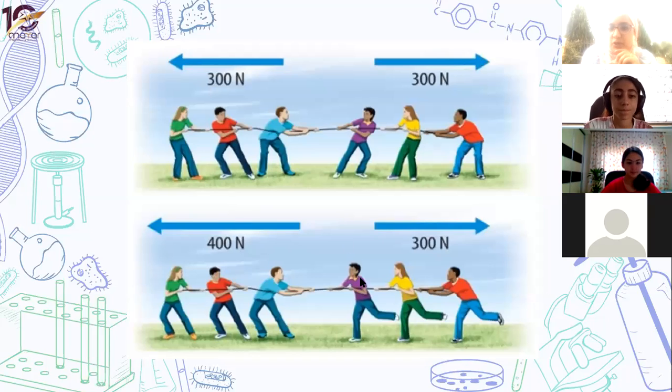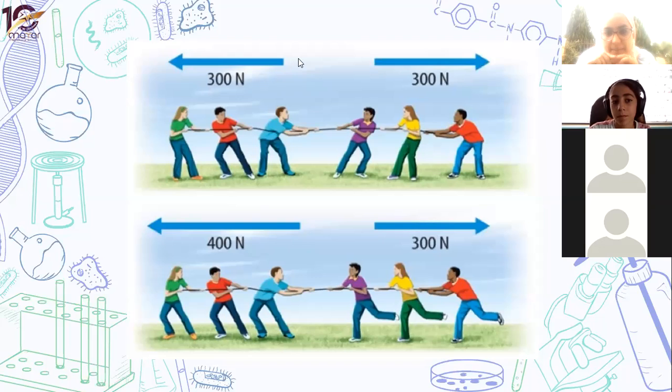What do you think of this picture? Do you think they are balanced or unbalanced forces? 300, 400, but opposite in direction. Yalla, let me see hands. Muhammad. The 400 newtons pull is stronger than the 300 newtons pull. So do you think it's balanced or unbalanced? Unbalanced forces. Bravo. Thank you so much.